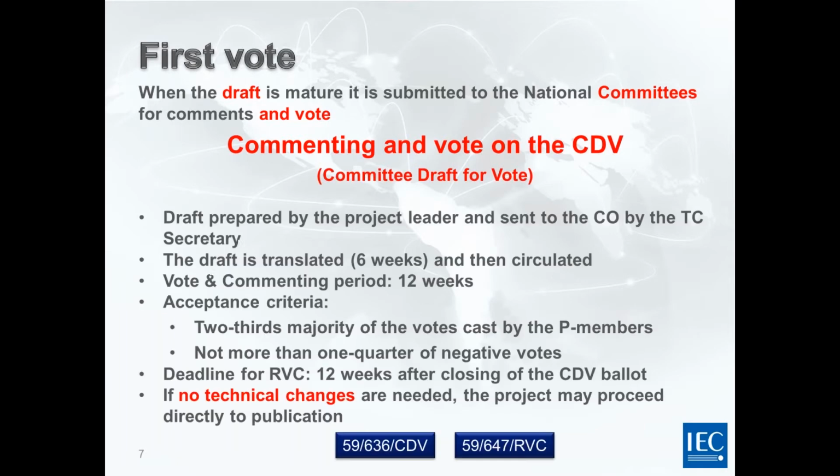The draft is prepared by the project leader and the team and sent to the central office by the TC secretary. At that stage we do the translation. So there is a translation time which is 6 weeks, and then once it has been translated, the draft is circulated as received from the secretary and the team for comments and vote. The vote and commenting period is 12 weeks.